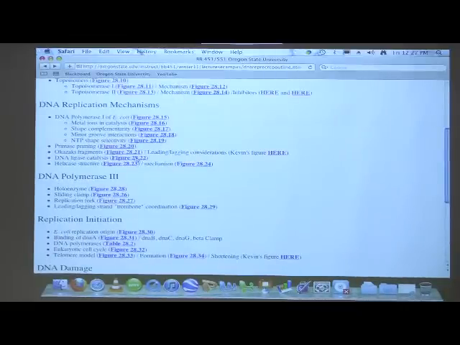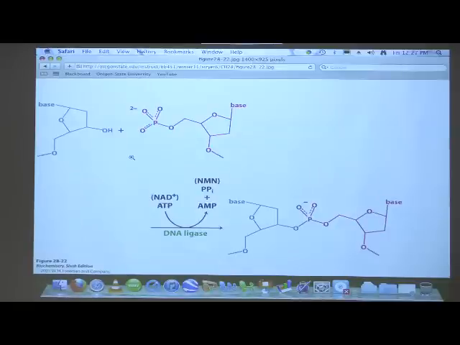Let's see. So, leading, lagging. DNA ligase. Ligase catalyzes the formation of phosphodiester bonds. There's that gap I described to you before. We've got a DNA up here. We've got a DNA back here. That phosphodiester bond has not been made. It takes energy to make the phosphodiester bond. ATP is involved. And once we've done that, we've now closed that little tiny gap that we had between the newly synthesized and the previously synthesized strand.